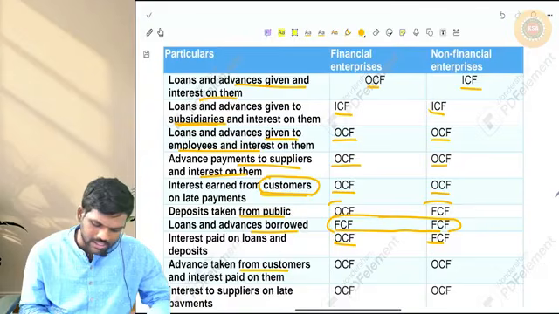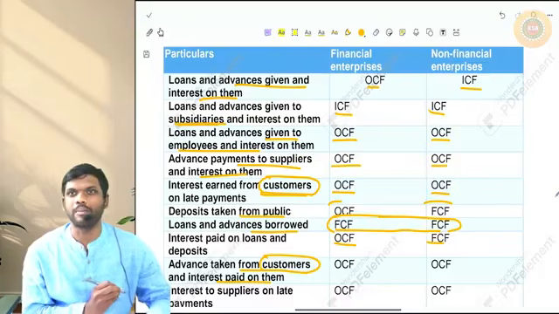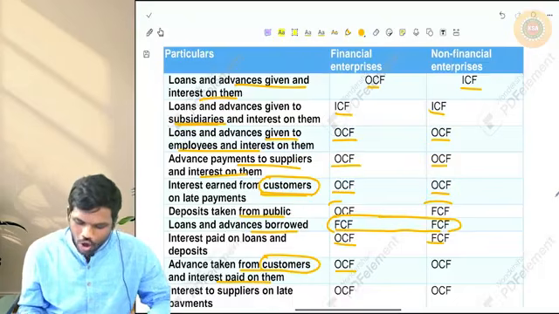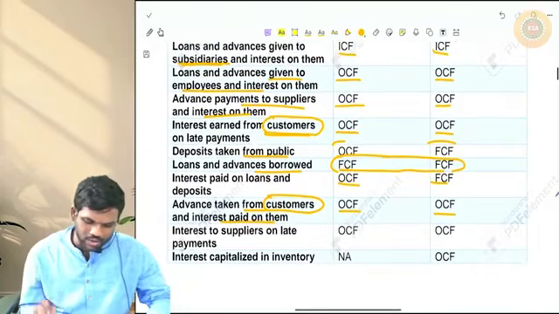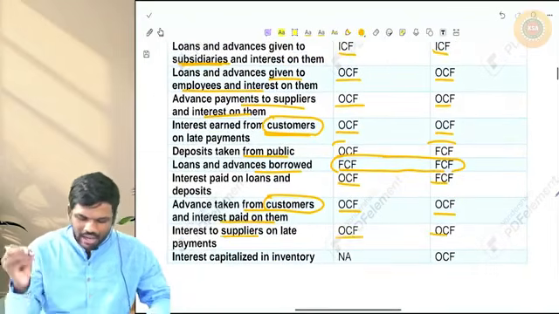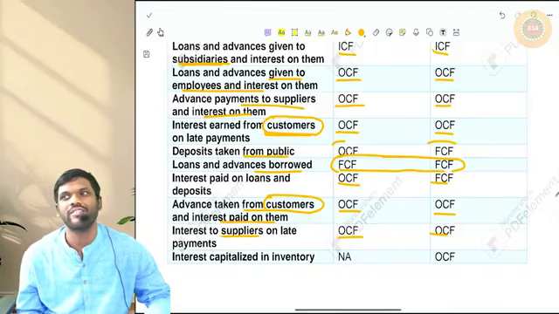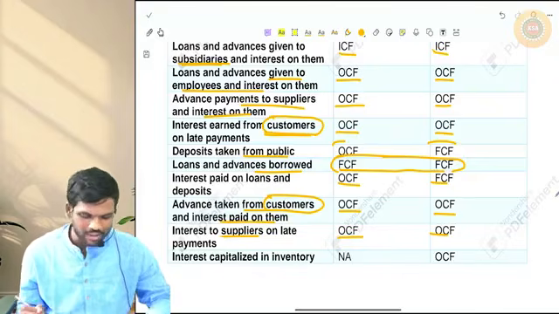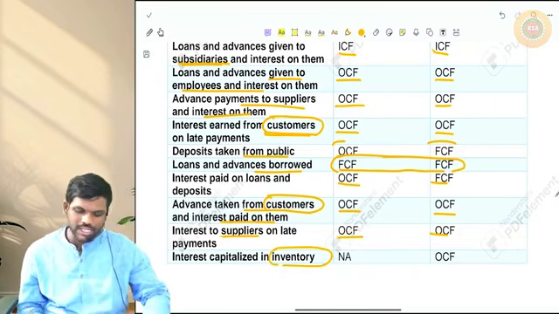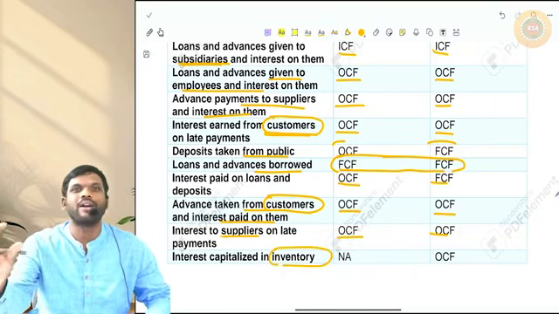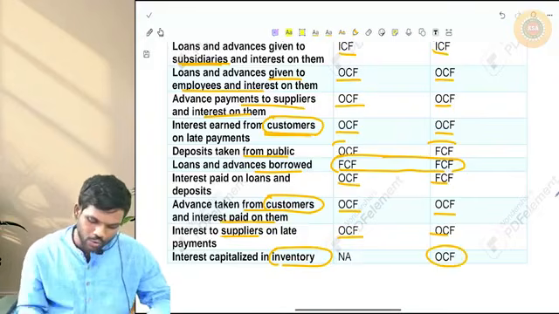Advance taken from customers and interest paid on them. The moment you see customers, the moment you see suppliers, the moment you see employees, your mind should say it is a part of operating activities. Interest payment to suppliers, I told you just now, the moment you see suppliers it will be an operating cash flow. Interest capitalized in inventory: generally financial enterprises will not have inventory because they are banks, so for them this will not be a part. Since inventory is a part of operations, whatever interest you capitalize in inventories, if it is a qualifying asset, that will be an operating cash flow.